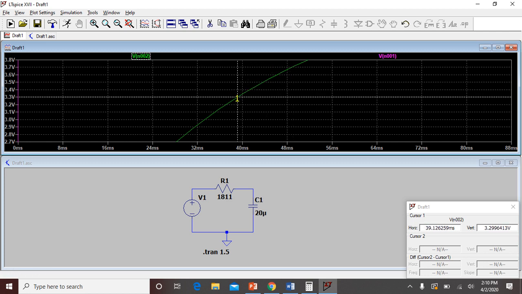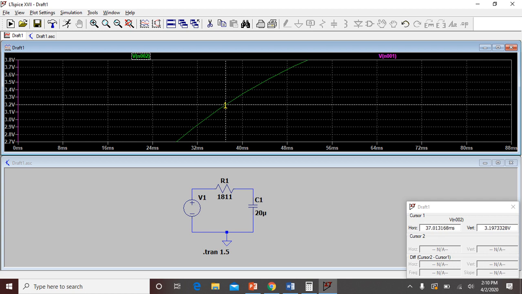I want to observe the time at V equals 3.18. This is 3.2. We can also see the value of the cursor right over here. The cursor is placed at 3.19, and I want to place it at 3.18. This is the optimal value, 3.184, the value I have selected.